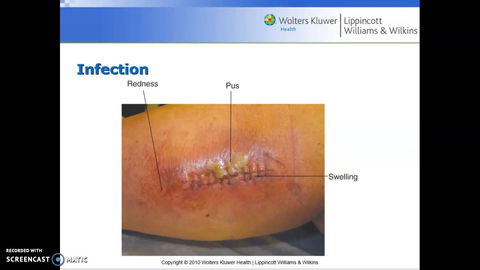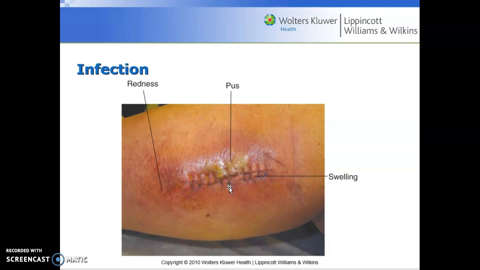With infection, the signs and symptoms of infection can be an elevated temperature greater than 100.5. We may see the patient has an increased pulse rate. They may have an increased respiratory rate. They may have drainage that is thick and yellow. So this is what it looks like when something gets infected. You can see where this is raising up and it looks yucky.